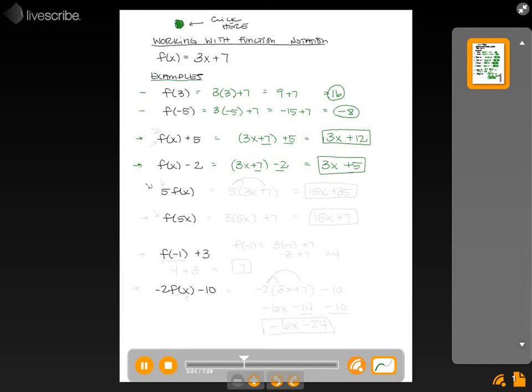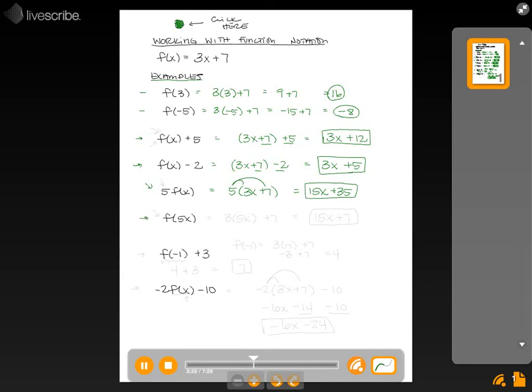Next one, similar idea, but a different setup. We have a 5 out in front of the f of x. Still going to swap out the f of x, substitute it out. And now this becomes a problem where we could distribute. We're going to distribute this 5 through to both of these. Well, 5 times 3x is 15x, and 5 times 7 is 35. And that's as far as we can simplify this, so we're done.